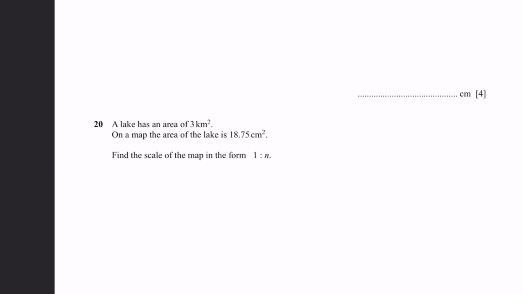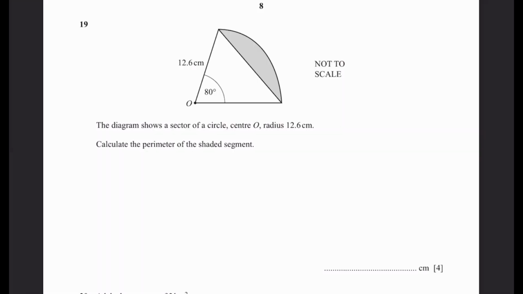Let's go to question 19. The diagram shows the sector of a circle, center O, radius 12.6 centimeters. Calculate the perimeter of the shaded segment. First, since this 12.6 is the radius, that means this length is also the radius, right? 12.6 centimeters here as well.